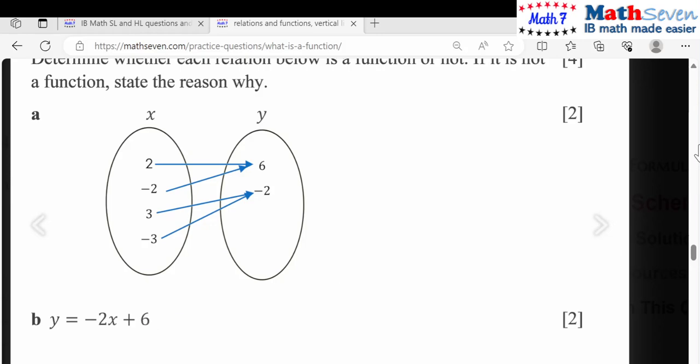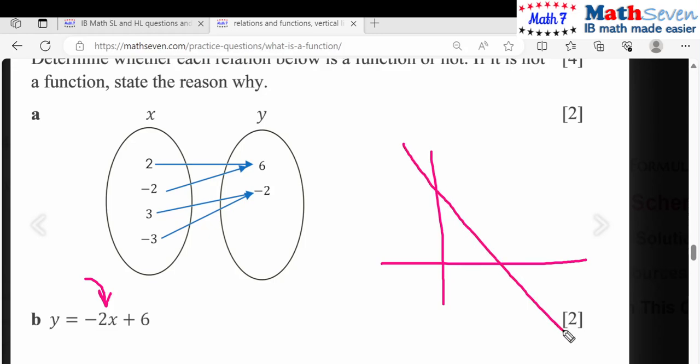Now look at part B. Part B is saying y equals -2x plus 6. Now try and insert any values, or you can just go like this. You know that y equals -2x is a graph of a straight line. Now apply the vertical line test. It cuts the graph at 1 point. So this is a function because it cuts the graph at exactly 1 point.